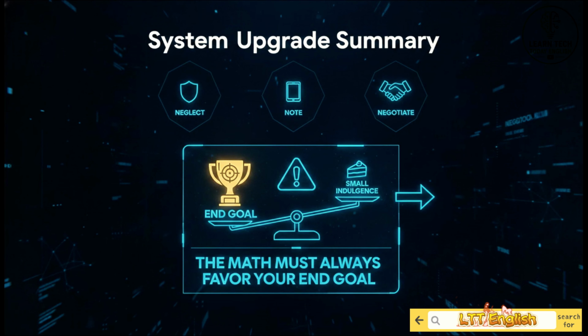So here's your quick system upgrade summary. Neglect fake mental tantrums by shifting your focus. Note down persistent thoughts to acknowledge them and silence the mind. And negotiate to create a focus now, play later compromise. But hey, listen closely to this warning. The math must always favor your end goal. You can't work out for 6 days just to eat an entire week's worth of cake in one day, right? The balance has to tilt towards your success.